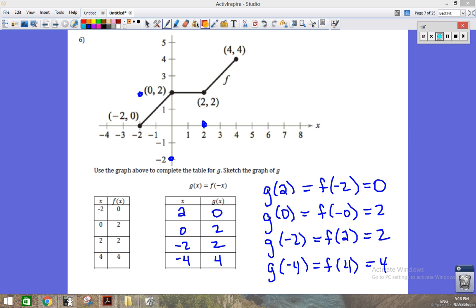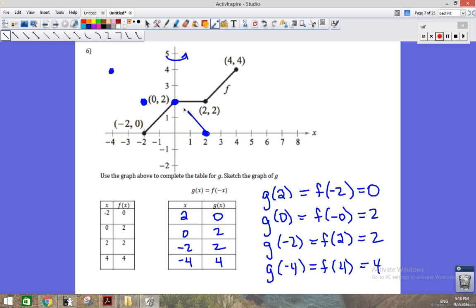Okay, my mistake wasn't as major as I thought it was. Let's back up. Remember that I'm anticipating that the reflection is going to be about the y-axis. Let's plot these points. I think I plotted one of the points wrong, or I didn't plot it dark enough that I could see it. 2, 0 is right here. And 0, 2, well, it's right there. And -2, 2 is right here. And -4, 4 is right here. So let's connect these.